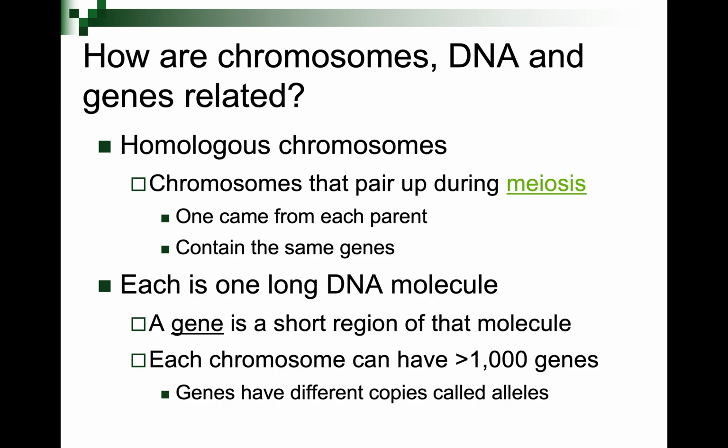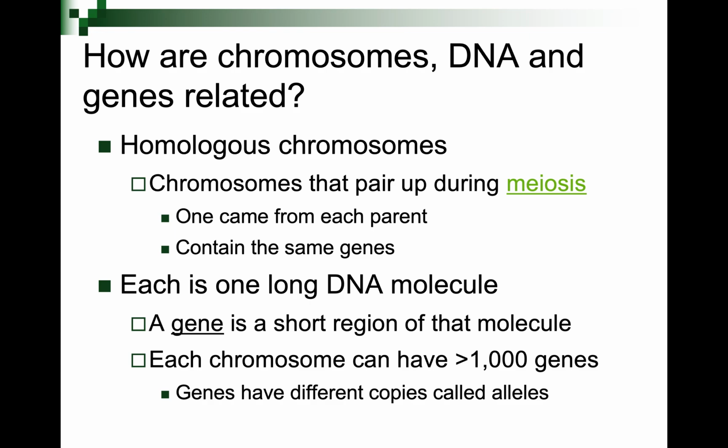Each of these chromosomes is one long molecule. A gene is just a short region of that molecule, and each chromosome may have more than 1,000 genes on it. These genes all have different copies, and these different copies are called alleles. You have these pairs, one from mom and one from dad, and they have the exact same genes, but those genes can have different alleles. Those different alleles are essentially what make up the variation you see.